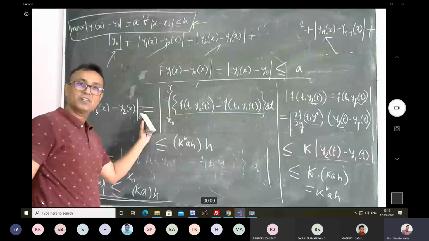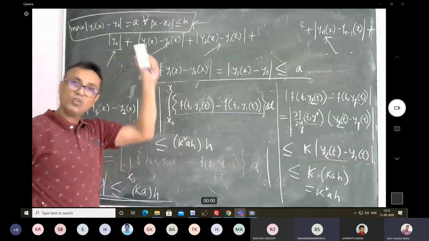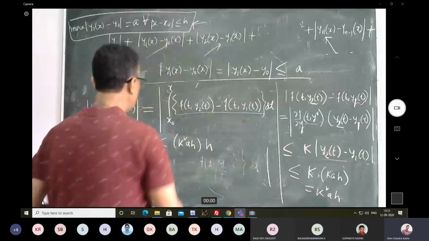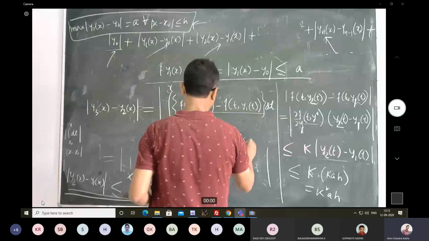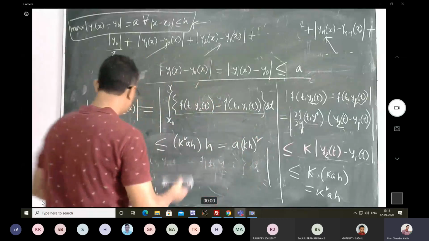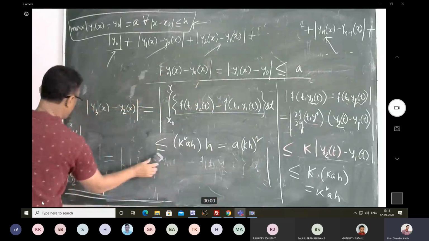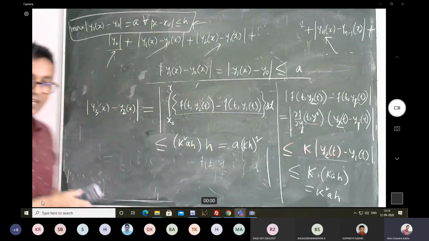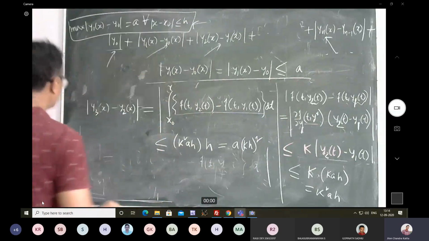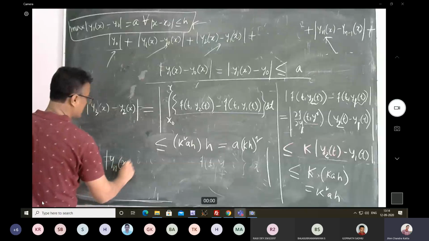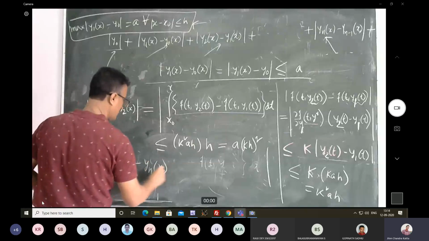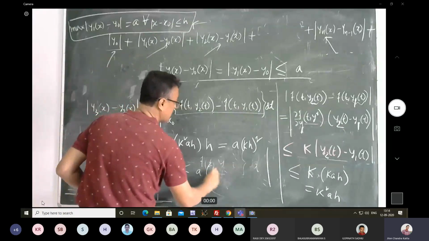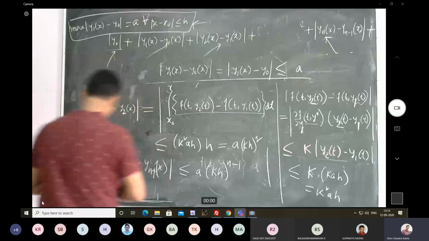Is it okay with everybody? Exactly the same procedure. Yes, sir. Fine. So this is going to give me a k h squared. Okay. So if I similarly proceed in this way, then I can get the general term, and you will see that yn(x) minus y(n minus 1)(x) is going to be less than a k to the power n minus 1 times h to the power n.